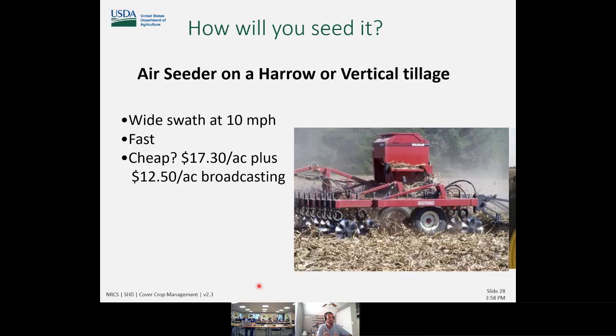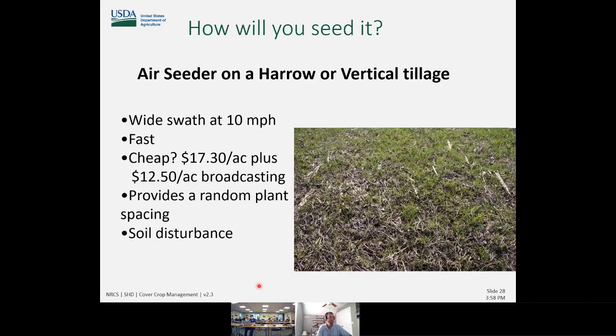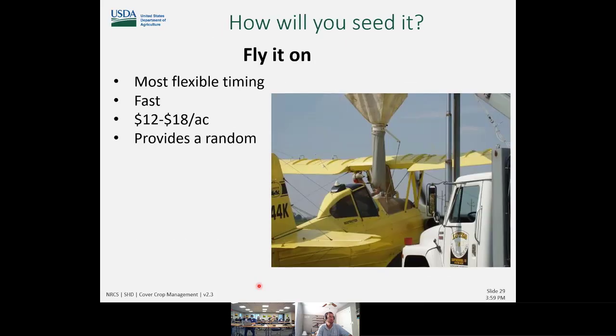And I think it's worth saying that the dollar figures you're seeing per acre here are for the operation only, not including any seed, because there could be a lot of variation in the amount of cover crops that are seeded per producer. The air seeder on the harrow or the vertical tillage provides random plant spacing. And if we're trying to minimize disturbance to meet those soil health principles, this one will include some soil disturbance.